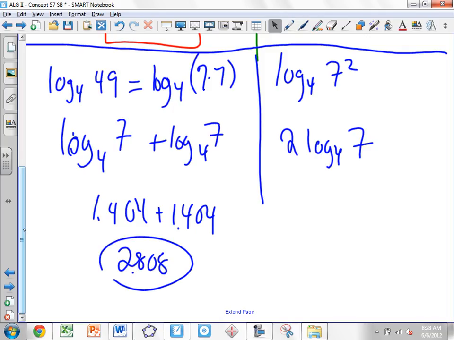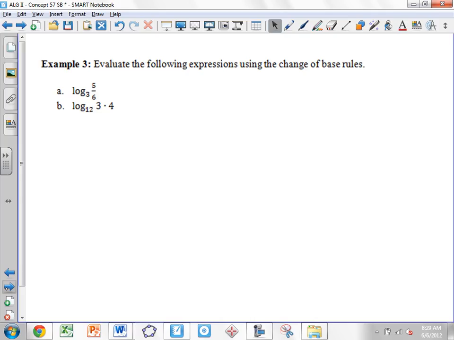All right, let's go on to the third example. Evaluate the following expressions using the change of base rules. Using the change of base rules. Now, for a problem like this, for part A, what can I first start by breaking this into here? How can I break up the 5, 6? What should I write part A as? We just did this a minute ago.